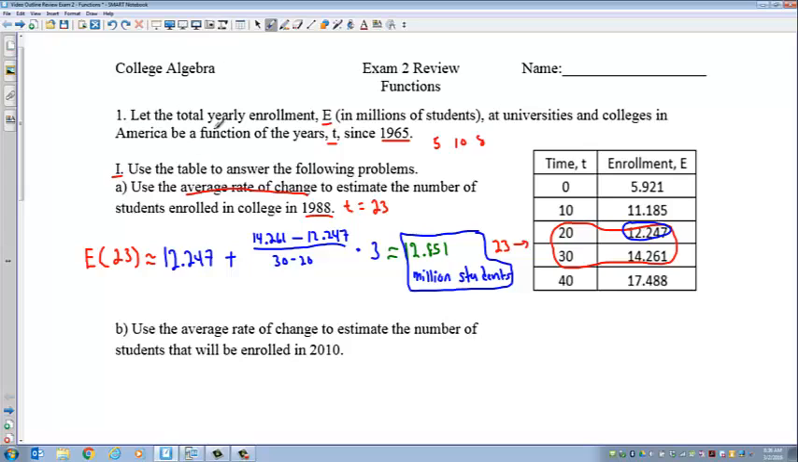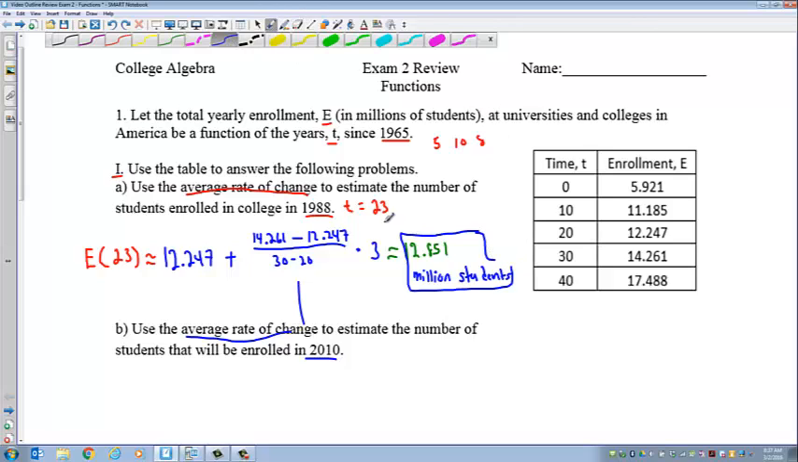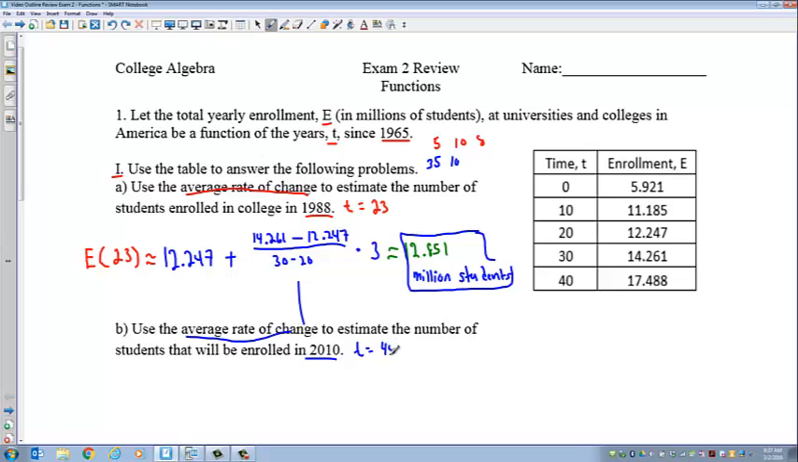Okay, so let's do the next one. It says use the average rate of change again to estimate the number of students that will be enrolled in 2010. Let's erase this over here. We have to figure out our t value. It starts again in 1965, and we have to go to 2010. So 35 gets us to 2000, then 10, so this must be 45 years.